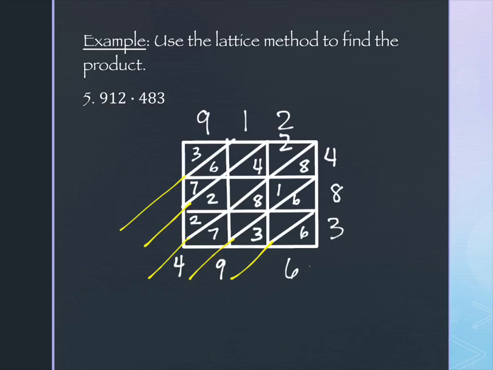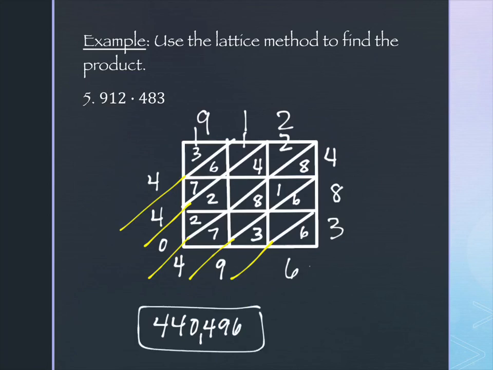2, 4, 2, 4, 2, 2. 10. So there's a 0, and I'm going to bring another 1. And then I have 1, 6, and 7. 14, carry 1, and 4. So my answer is 440496. Okay, any questions?